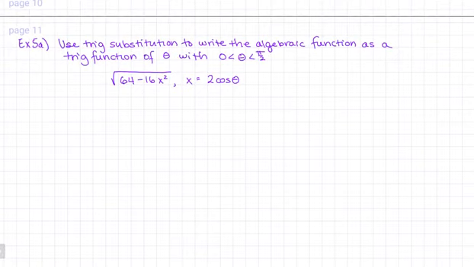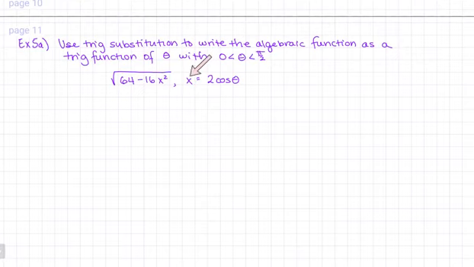So let's just look at it, because what the heck is it asking? It's actually very straightforward. It says use trig substitution to write the algebraic function as a trig function of theta with theta between 0 and pi over 2. What? Just do what it says. It says use trig substitution, and you may be going, well, what does that mean? It just means substitute with trig. And they're telling you what to actually substitute.